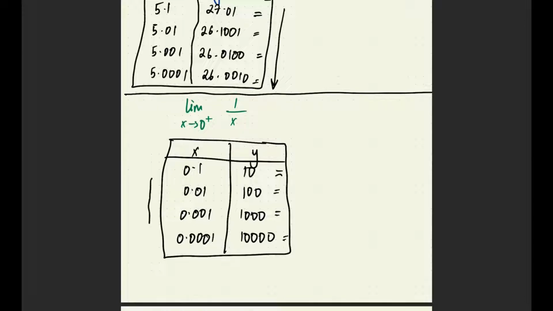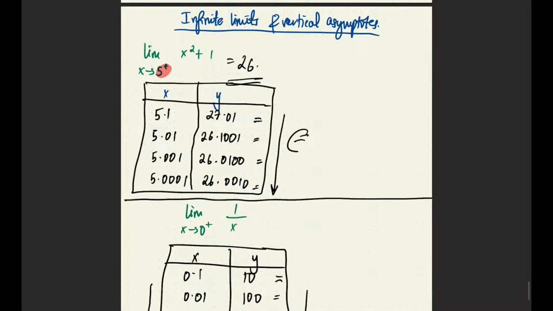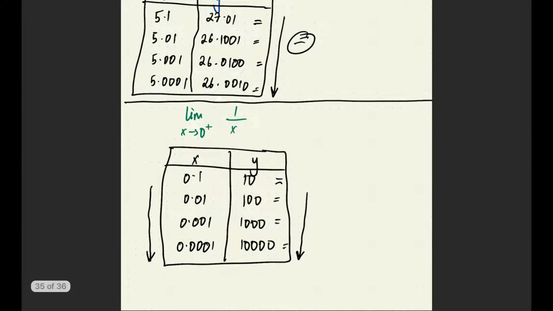So as x is getting closer and closer to 0 from the right-hand side, is y getting closer to any specific number? In the first example, y was getting closer to one particular number, which is 26, right? But in this second example, we can see that as x is getting closer and closer to 0, y is just getting larger and larger. It's just getting bigger and bigger. It's not approaching one specific number, right? So whenever we have this sort of a scenario where y doesn't tend to approach any one particular number, but instead it just keeps on getting bigger and bigger as we approach that number, or even if it gets smaller and smaller as we approach that number, we can say that y approaches infinity.